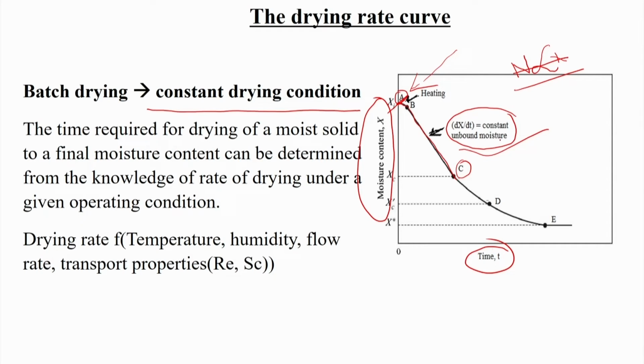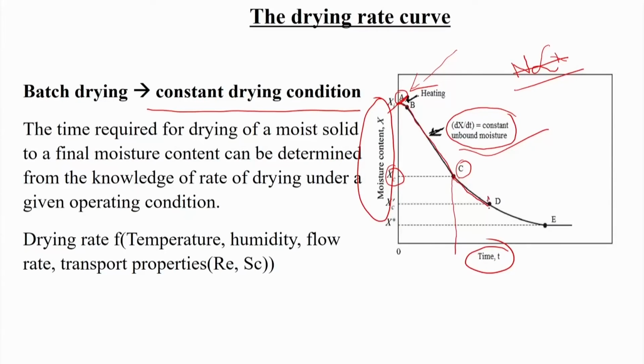So that is for the constant drying rate period, but from C to D we have the fast falling rate period. Here we have what is called the critical moisture content, which we will also discuss in the constant drying rate period. At the end of the constant drying rate period, whatever the moisture content of the wet solid is, that is called the critical moisture content. From C to D is the fast falling rate period.